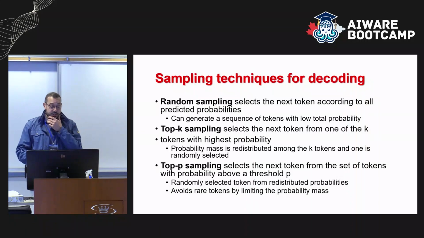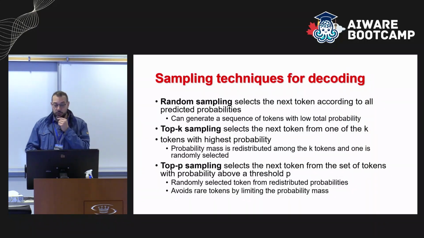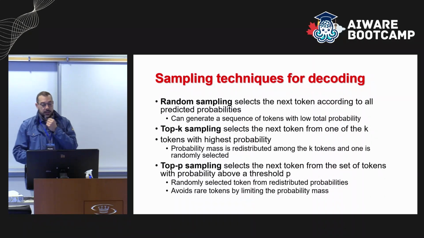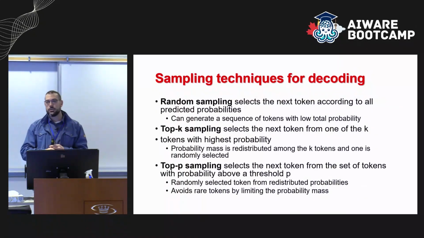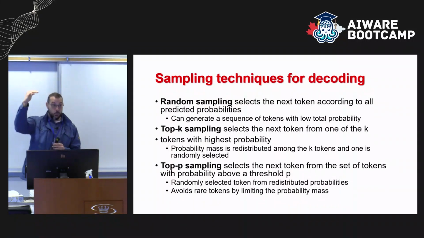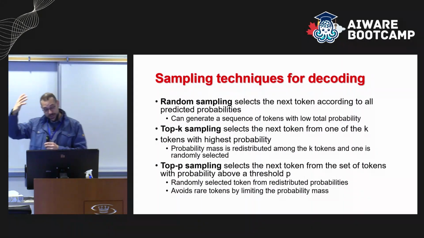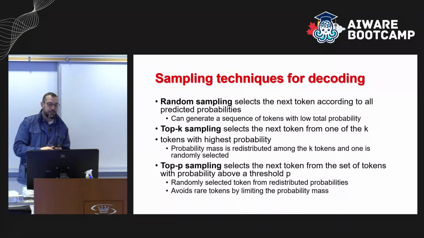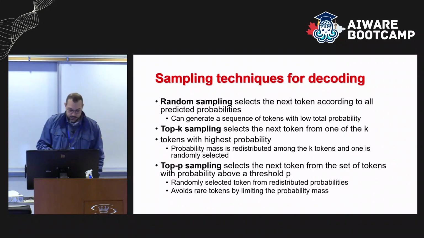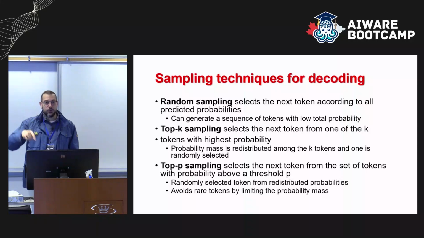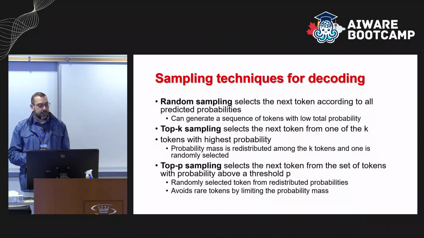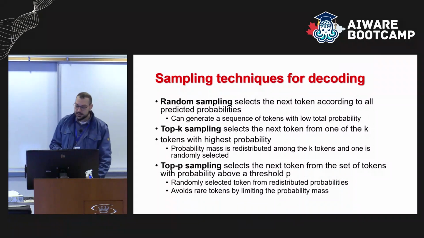You have, as I mentioned, many different ways of sampling for the decoding. So you can do random sampling. You just select the next token according to all predicted probabilities. So it's like the roulette method, right? The most likely one to get is the token with the largest probability, but you can always have a possibility of selecting the other tokens as well, okay? It's like spinning a roulette, okay?